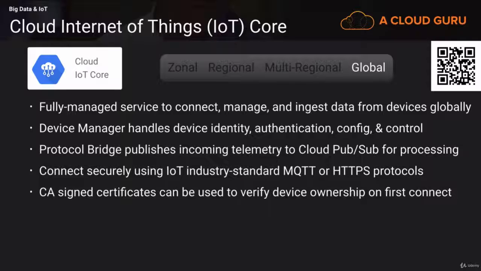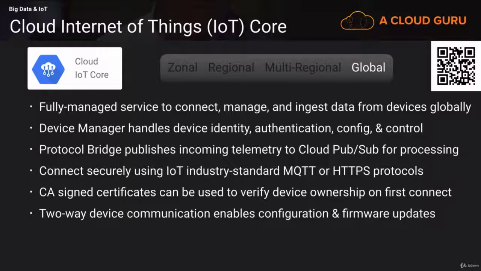A nice feature of Cloud IoT Core is that you can verify device ownership on the first connect using certificate authority signed certificates. You don't just accept incoming data from any device, you have a way to make sure, in a completely automatic way, that it's one of your devices. Now that's pretty normal for an IoT system, but the nice thing about this feature is that you don't have to do this by loading every individual device into the Cloud IoT Core. You can send devices out with bulk generated certificates on them and then register them when they come online.